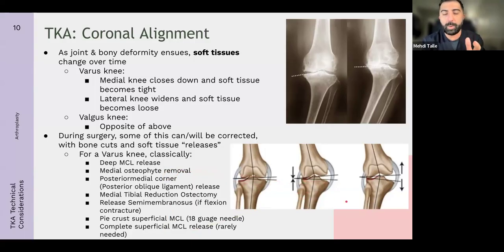And I should apologize because it was a little bit confusing here: this diagram obviously is a valgus knee. So really you'd be doing soft tissue and bony releases on the lateral side of this knee, just to keep it accurate for what we're showing in pictures and describing.